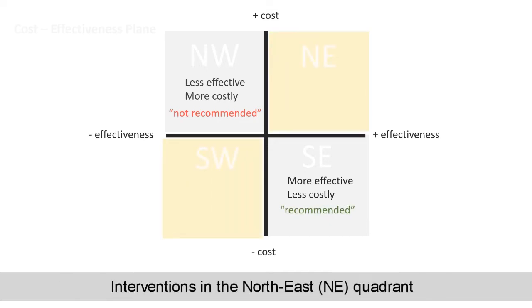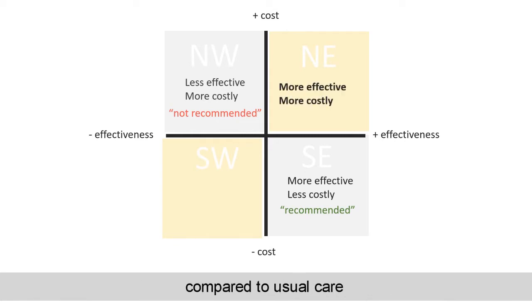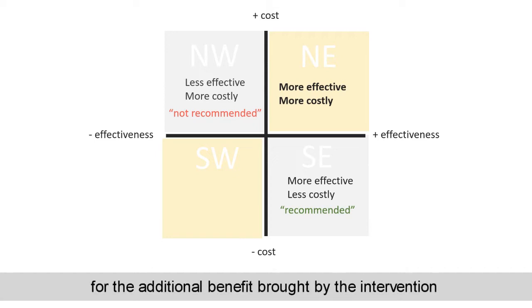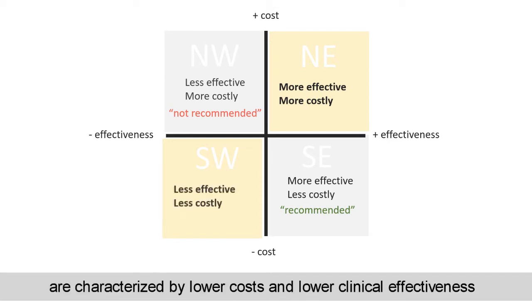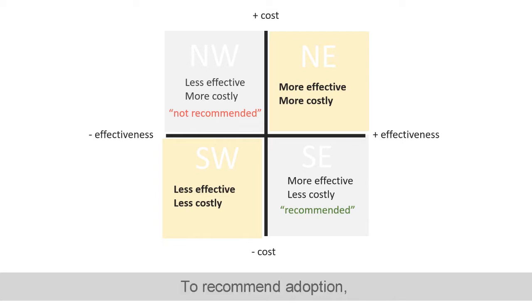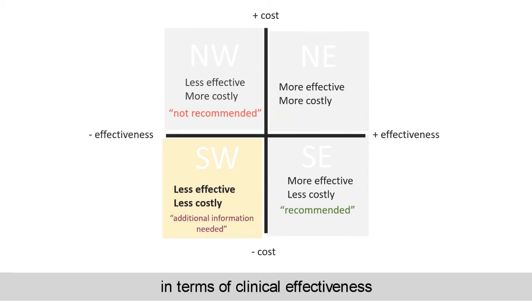Interventions in the northeast quadrant are characterized by increased cost and increased clinical effectiveness compared to usual care. To recommend adoption, additional information is needed on how much governments are willing to pay for the additional benefits brought by the intervention. Interventions in the southwest quadrant are characterized by lower cost and lower clinical effectiveness compared to usual care. To recommend adoption, additional information is needed on how much governments are prepared to give up in terms of clinical effectiveness in order to generate these cost savings.